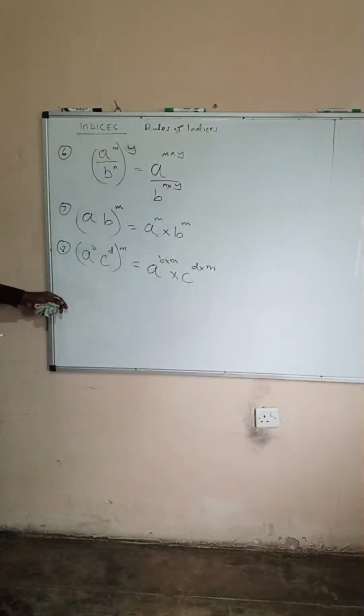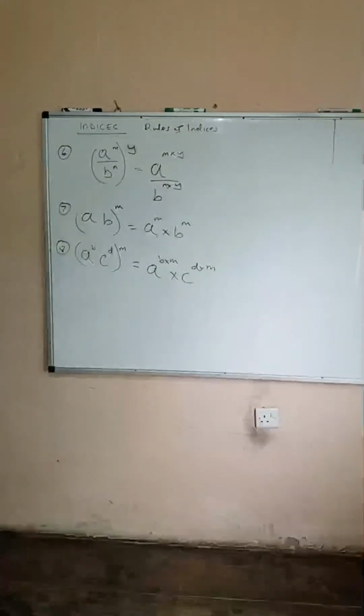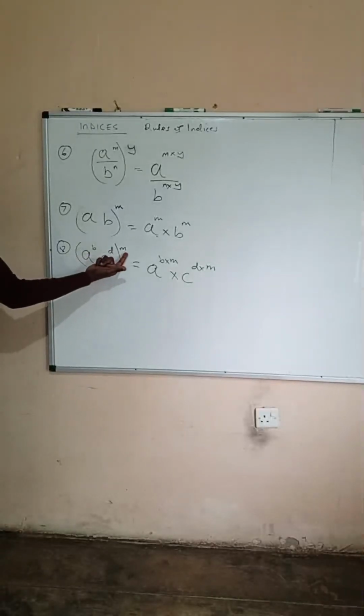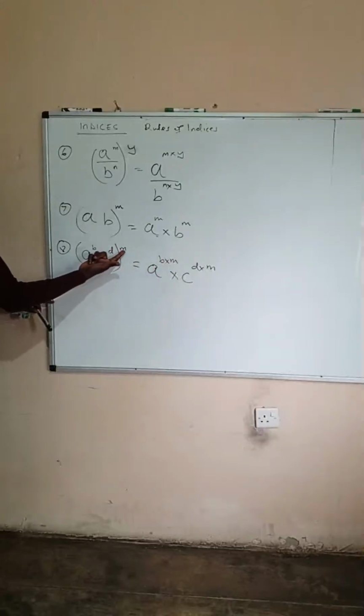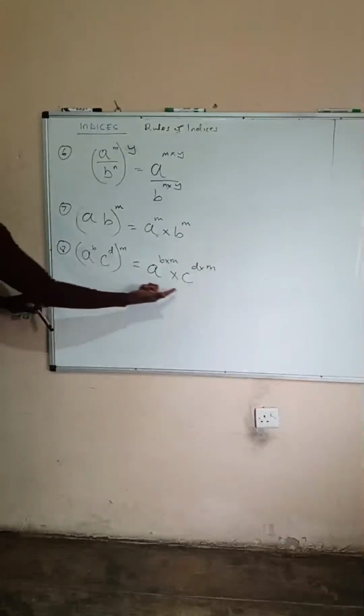Have you seen the way we have written it? This m multiplies, since m is a power, it will multiply with b the power. That's why it's like this. m is a power, so you multiply with b the power. That's why it's like that.